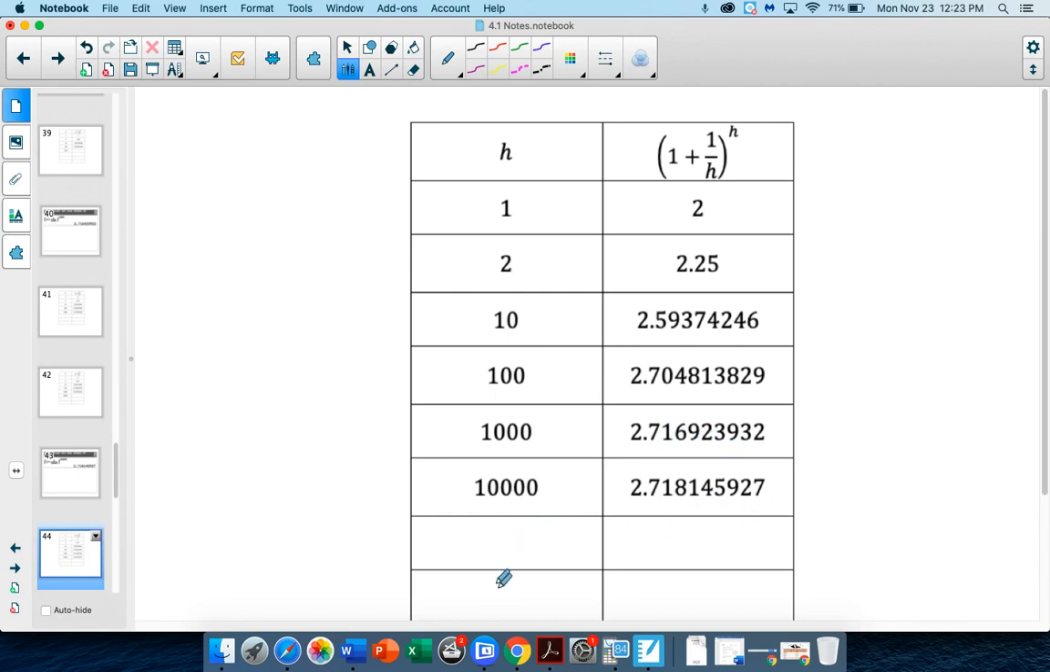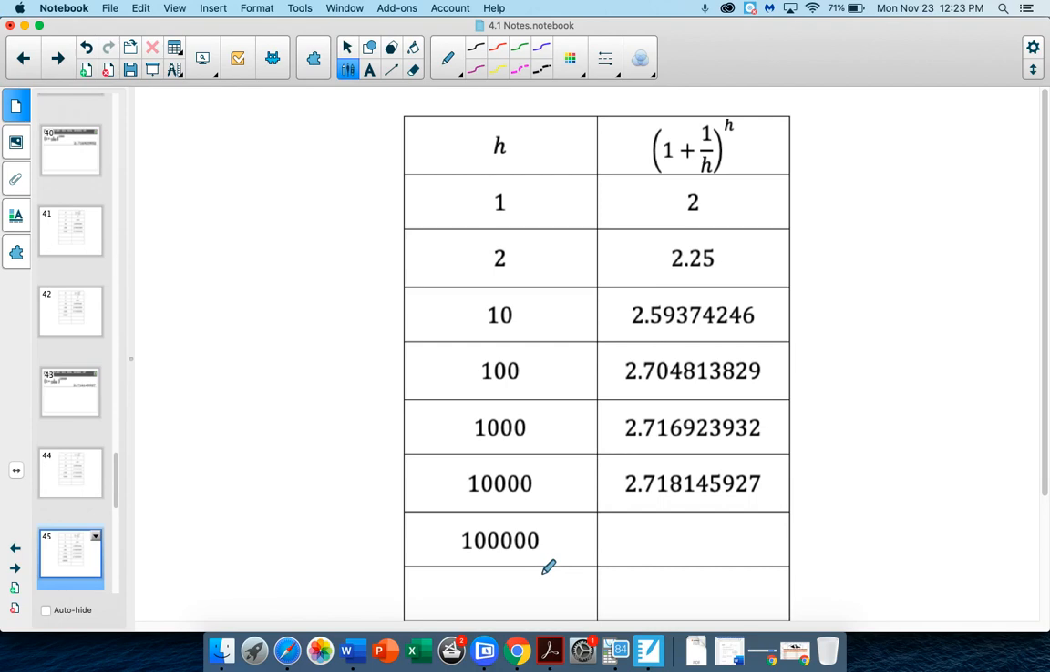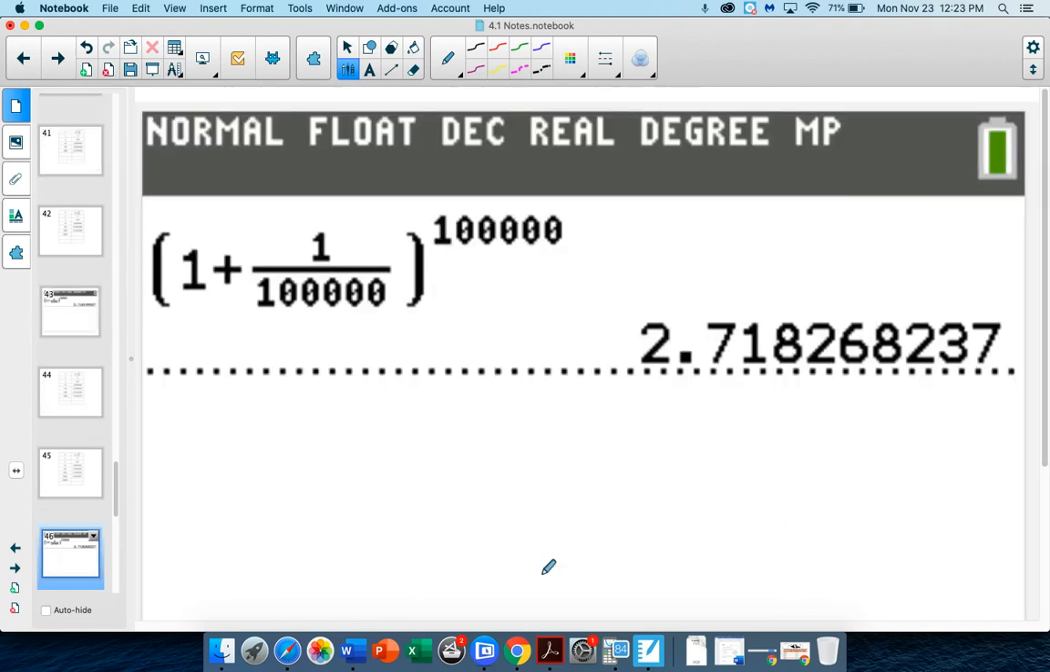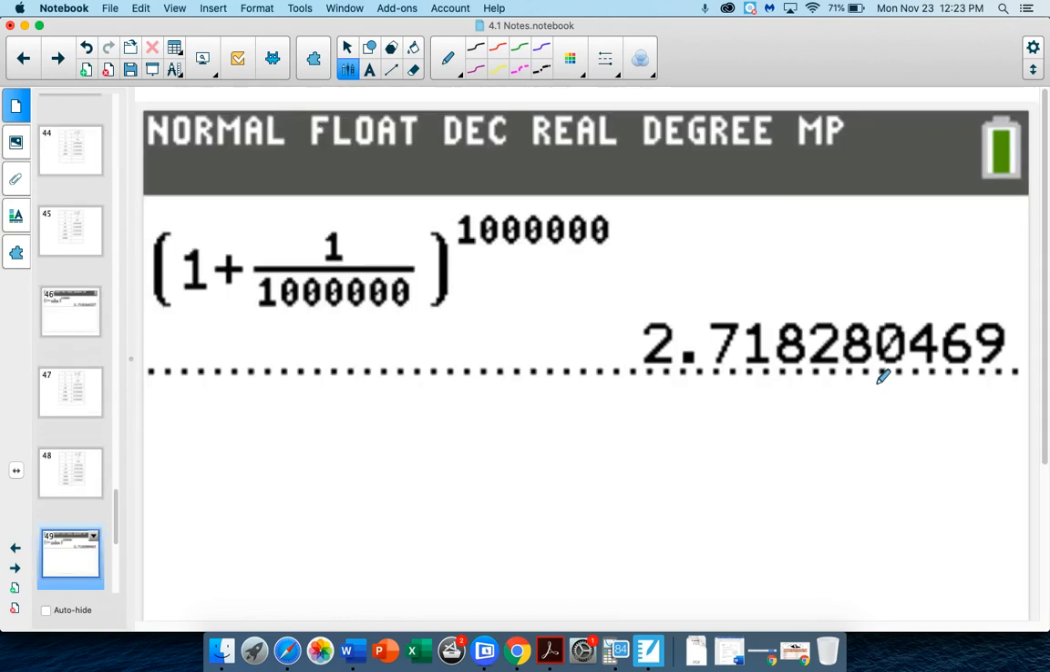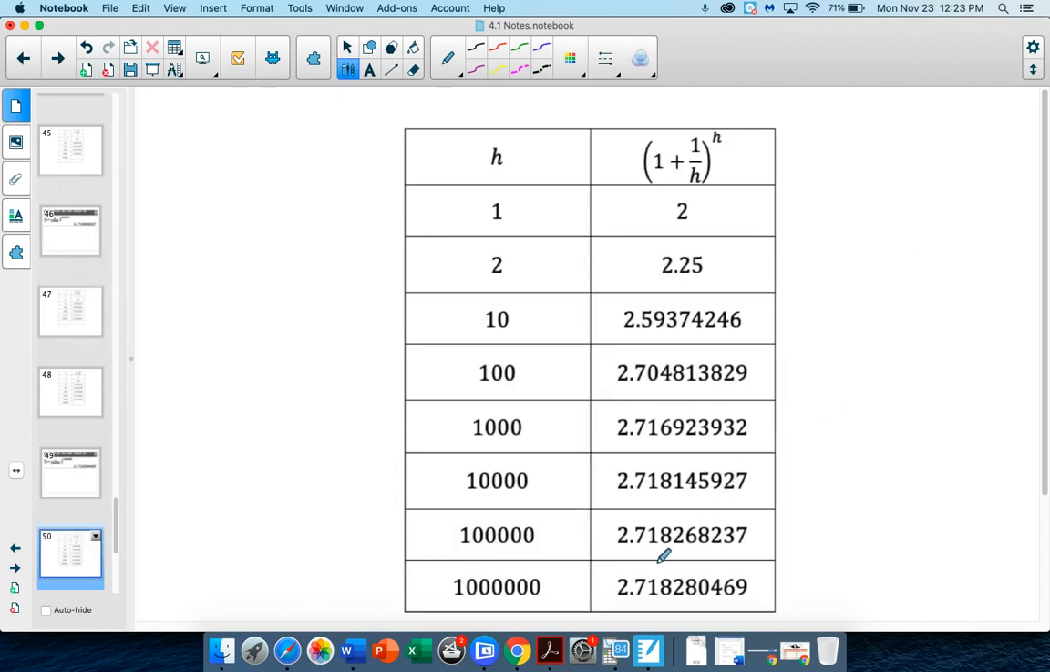Let's say we want to compound 100,000 times. Let's plug that in the calculator. Wow, that hardly increased at all. 2.71827. Okay, let's do one more. Let's do 1,000,000. Let's say we want to compound our interest 1,000,000 times a year. Plug that in. Again, that hardly increased that factor at all. 2.71828.